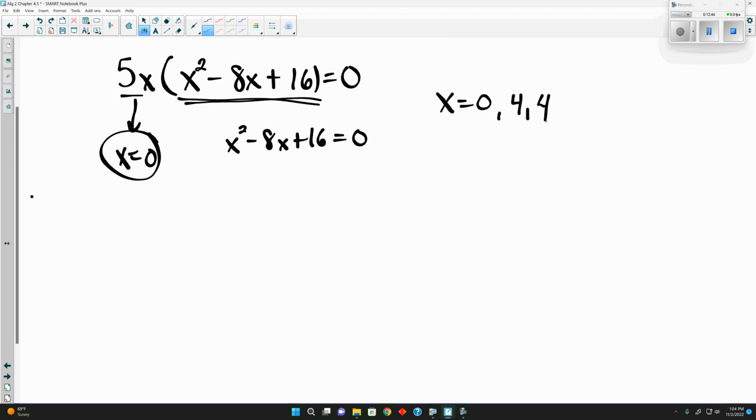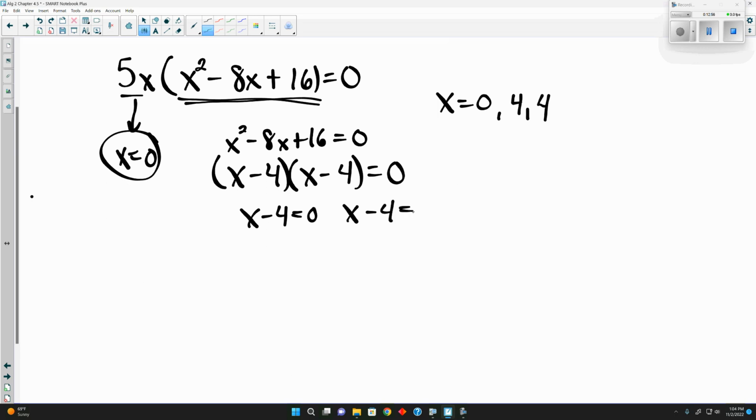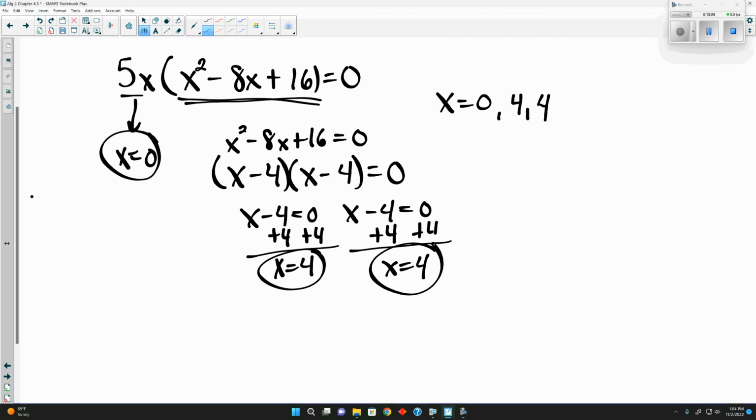Now, if we factored this, we would have gotten x minus 4 times x minus 4 is equal to 0. We could have set both of these equal to 0, added 4, x is equal to 4. And the same thing here. So we got the solutions of 0, 4, and 4. Questions on this here?